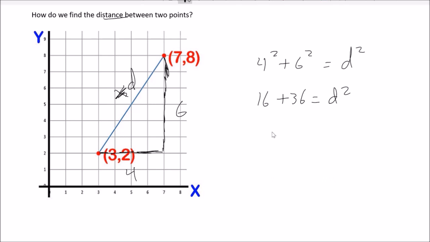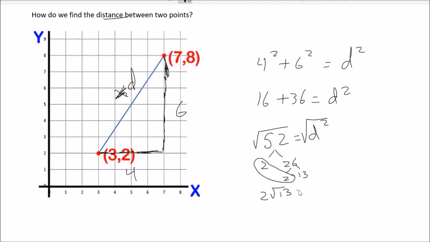Okay, so what do I have? I have 52 equals d squared. And I'm going to introduce a square root here. And then I'm going to break this down. So what does 52 break down to? 52 breaks down into 2 and 26. And 26 breaks down to 2 and 13. And 13 is prime, so I'm going to stop. I have a pair of 2's here. So this simplifies to 2 root 13.